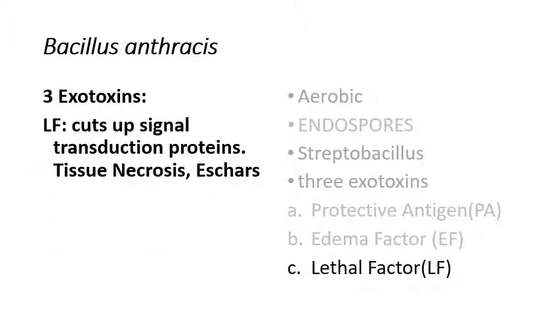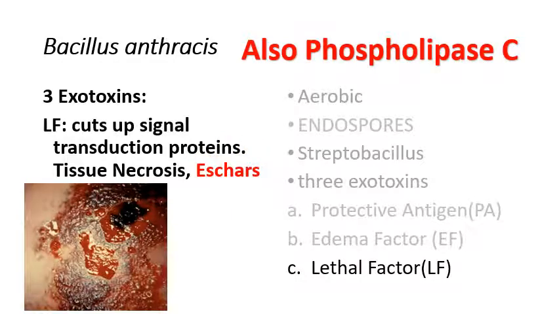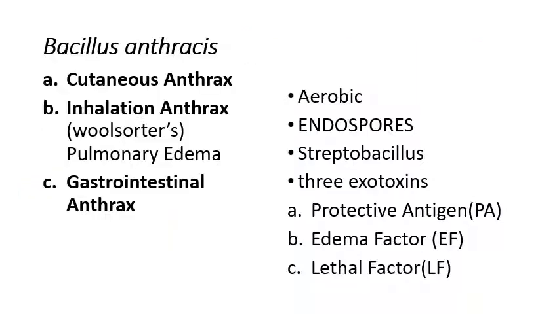Okay, so the lethal factor actually kills tissues and causes sores and blisters that are called eschars, right? So I might ask you which bacteria causes eschars, right? And that would be Bacillus anthracis, right? Sorry, I should have warned you, right? So it also produces phospholipase C and causes these eschars, which are weeping, runny sores.